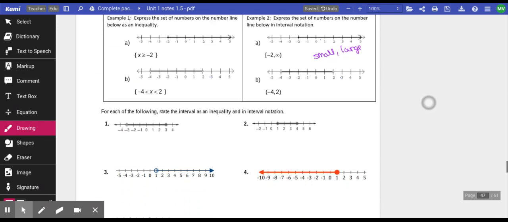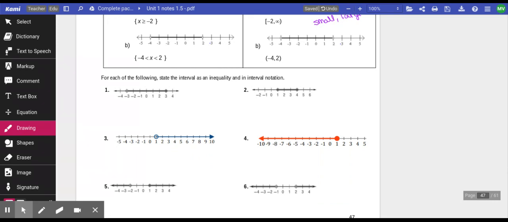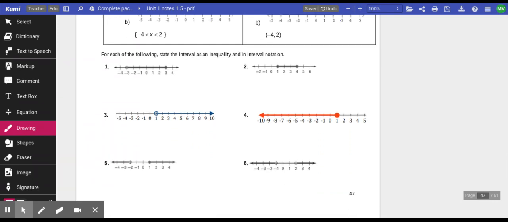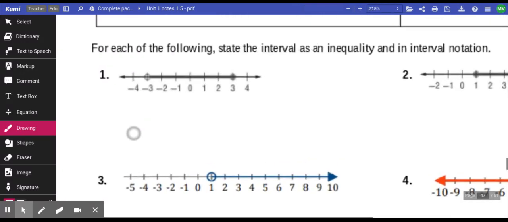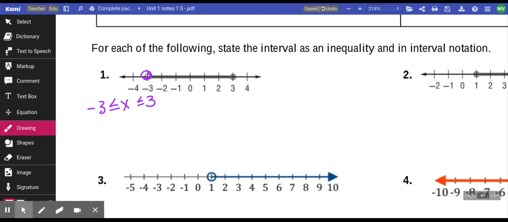For each of the following, state the interval as an inequality and in interval notation. So as an inequality, I'm going to zoom in on this. So on -3, it's an open circle. So that means it's -3 is less than or equal to x, x is larger than -3, is less than or equal to +3. And I have a mistake there. It's not less than or equal to -3 because it's only -3 is less than x because that was open.